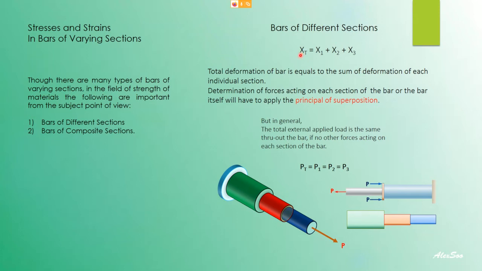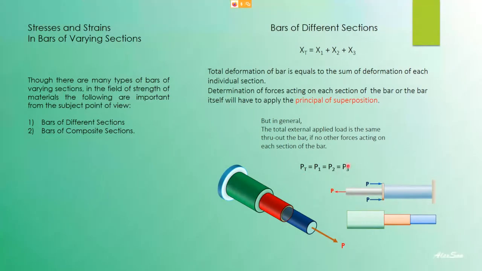Then we can find out the total deformation of the bar by looking at this formula here. This is the total deformation, that means the total elongation, equal to the deformation of the first section, plus the deformation of section 2, and the deformation of section 3. Once you have found the deformation of each section, you just add up all the 3 sections together and you get the total deformation. That is the first criterion for a series bar.